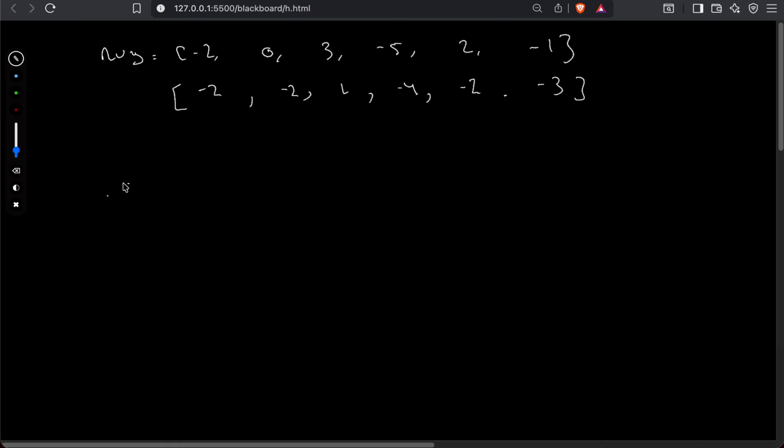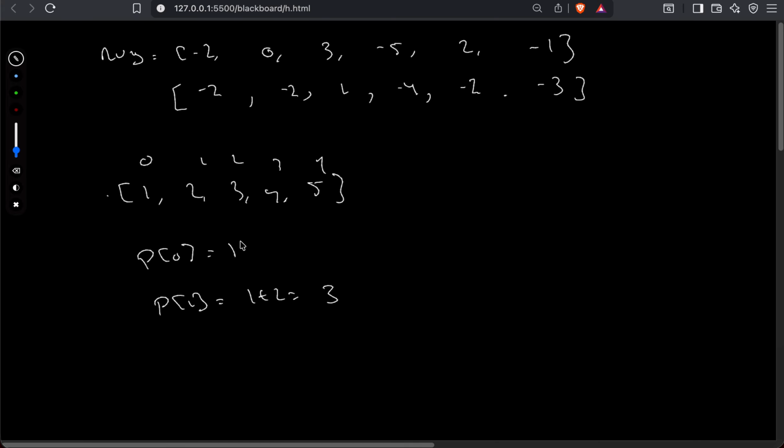Let's take one more example. If we have 1 2 3 4 5, prefix of 0 is 1, just the first number. So prefix of 1 is 1 plus 2, 3, the first two numbers. So prefix of 2 is 1 plus 2 plus 3, 6, the first three numbers.